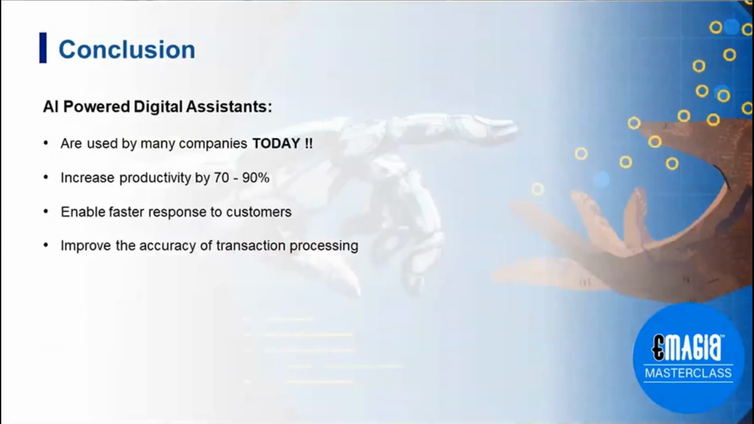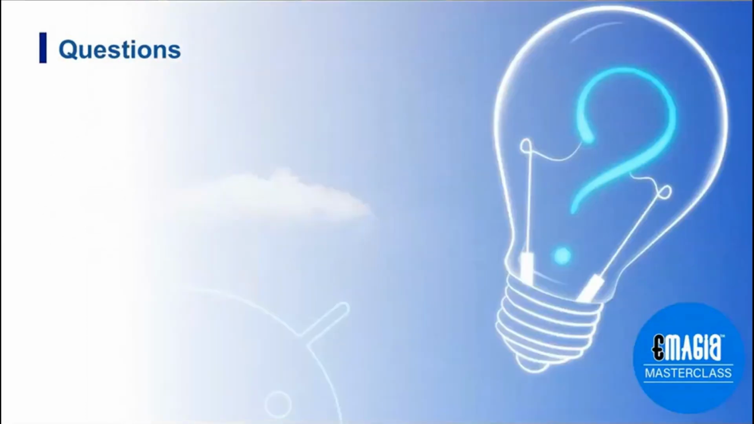So what's our conclusion? First of all, these artificial intelligence powered digital assistants are here today, being used by a lot of companies, with huge productivity benefits, faster response to customers, and they actually improve accuracy and eliminate human error. Your questions. Akshay, any questions from the audience?